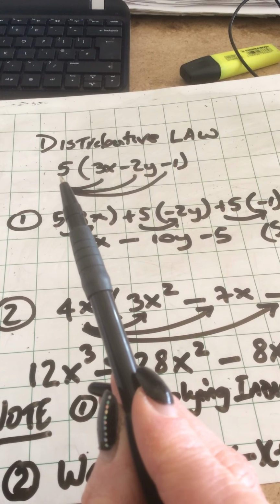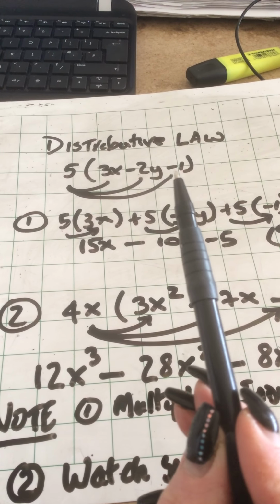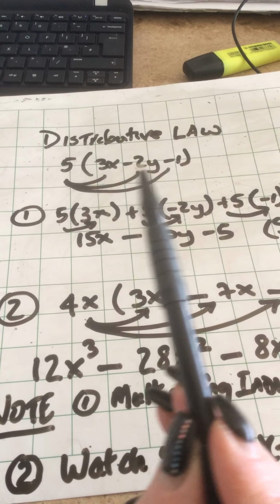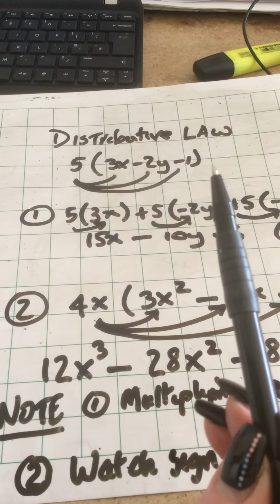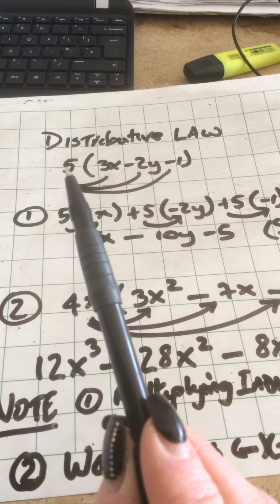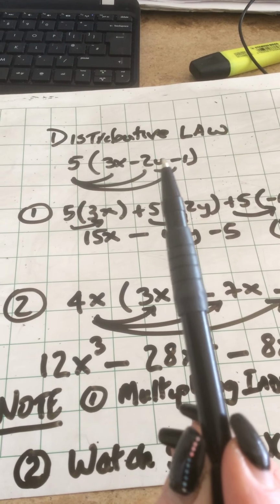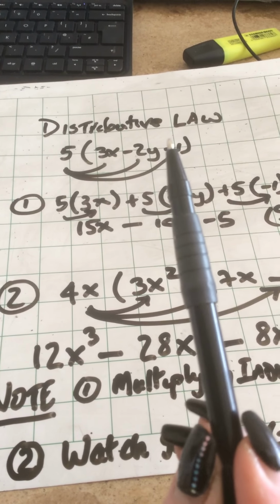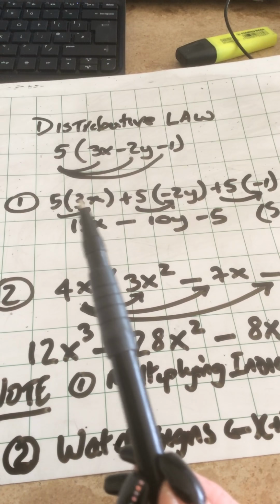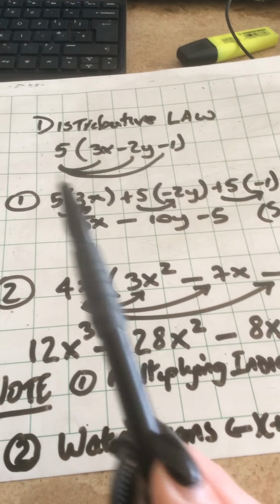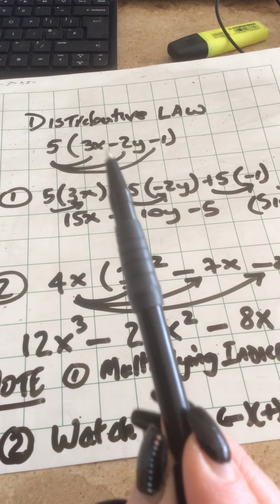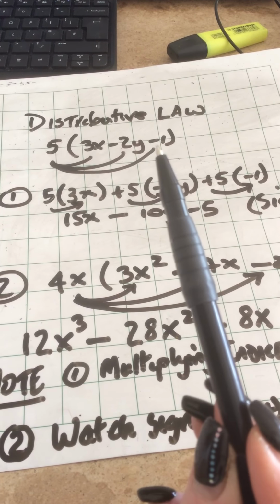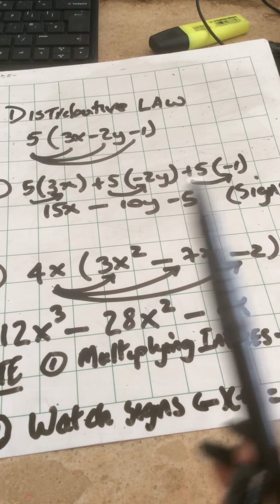So I want to multiply 5 by 3x minus 2y minus 1. You already know that a number directly outside a bracket means multiplication. So I'm now going to multiply 5 by each of these three terms in turn. You've got to watch your signs. So 5 times 3x plus 5, because that's a plus 5, times my next term minus 2y plus 5 times my next term, which is minus 1.